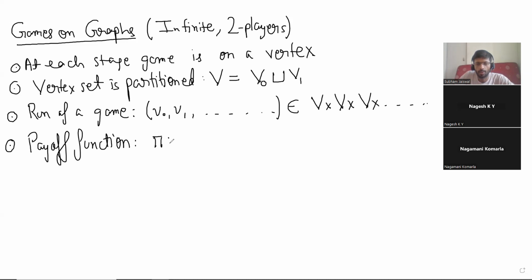A payoff function is a function from... so what should be the domain of this? Remember, every time there is a run, there is a payoff function. What should be the domain of this?